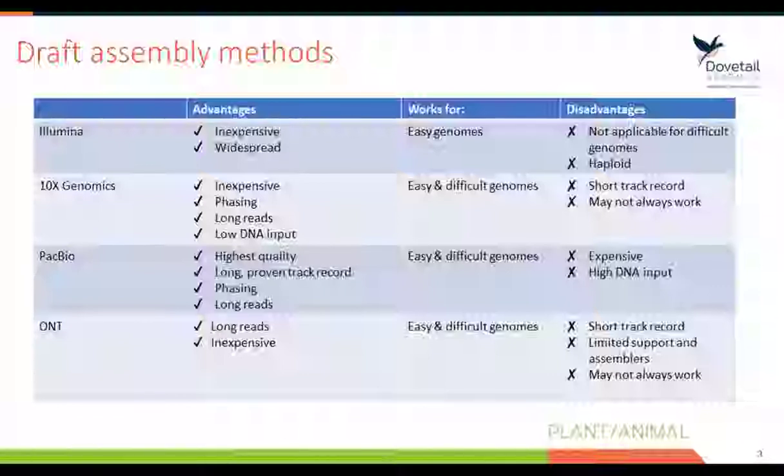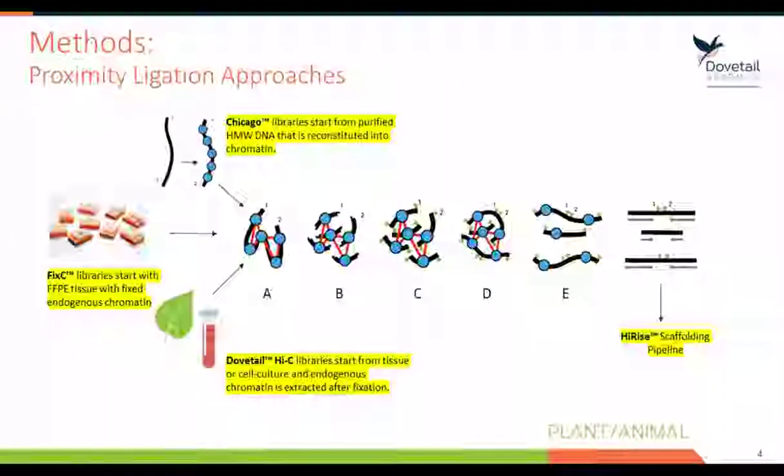Okay, so now we've built this initial draft assembly, so now we can start scaffolding it to full chromosomes. And this is where we start using the proprietary Dovetail technology. And we have three major types of libraries that we work with at Dovetail for scaffolding. They're listed here in this cartoon: Chicago, Hi-C, and Dovetail Hi-C.